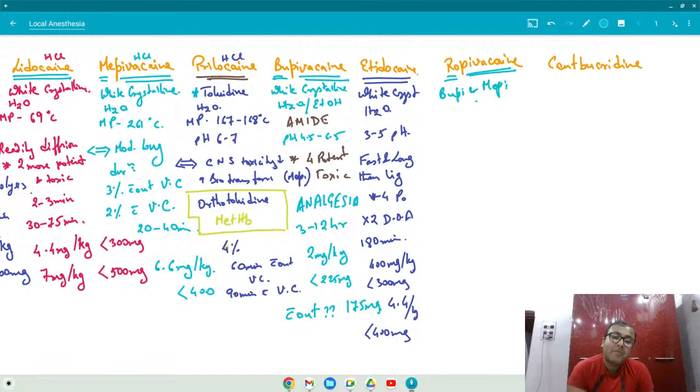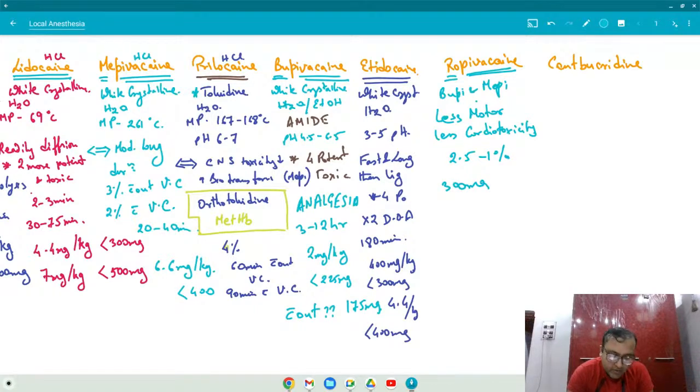And the good thing is, it has less motor blocking capability and less cardiotoxicity. Usually, if you use ropivacaine, you are going to use a concentration of 0.25 to 1%, and the maximum dose should be 300 milligram. You don't need to know anything more than this.